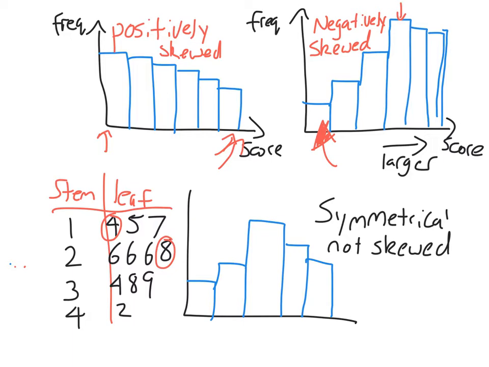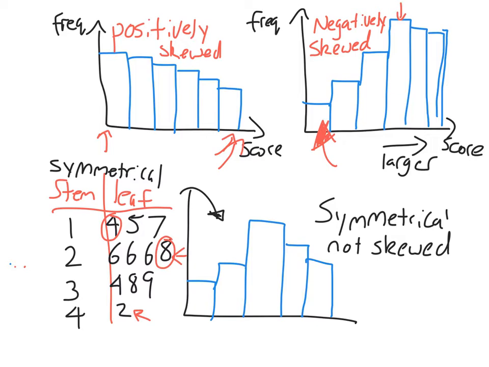So what we can see here is that the data is about symmetrical. There's more scores closest to the middle. There is one more score over here, but I'd still say that this was symmetrical. So if you were to turn this on its side, it would look closest to this kind of histogram.